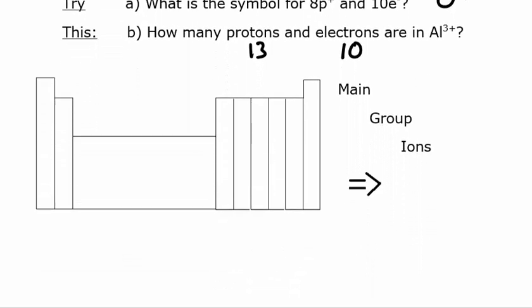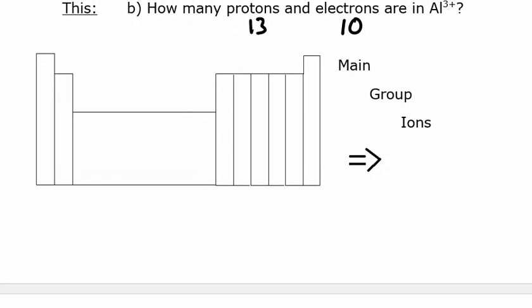One thing that's really important for you to get out of this, though, is that we can predict the charges for main group ions. Main group ions are predictable.